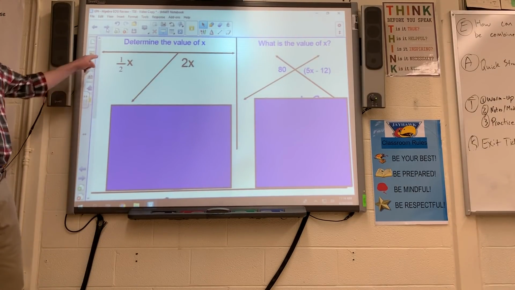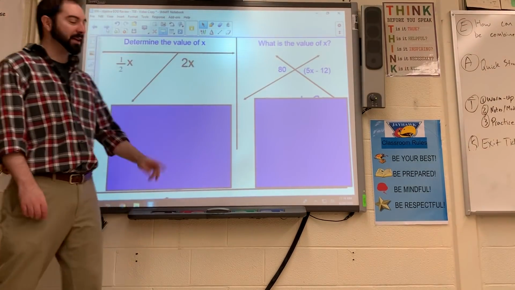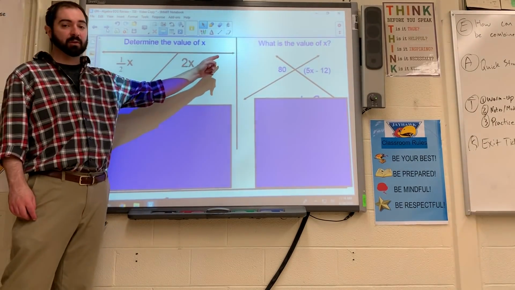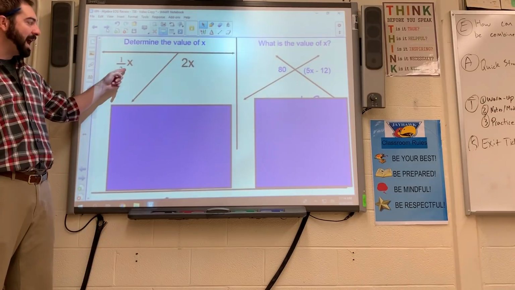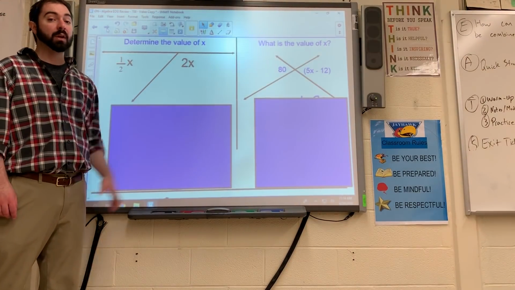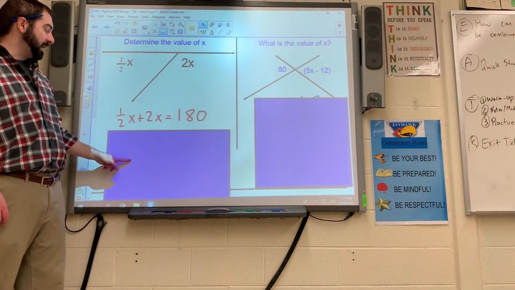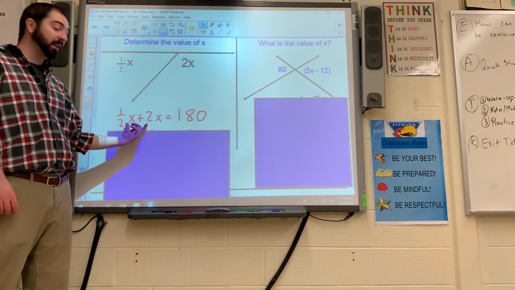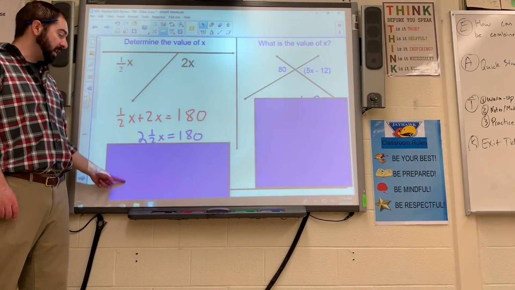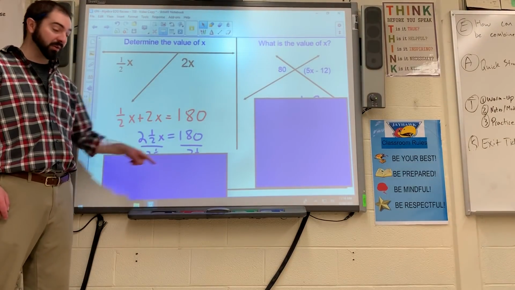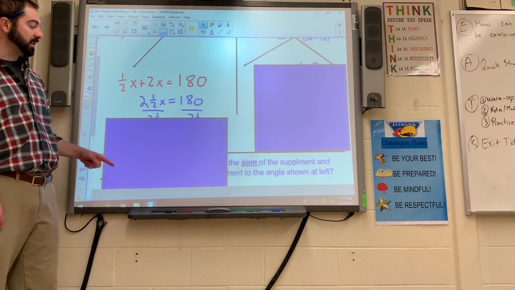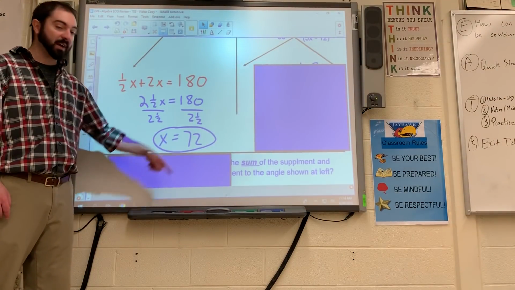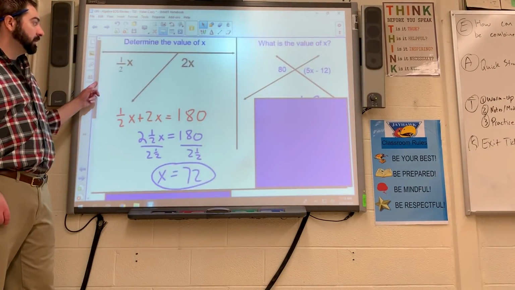Up here, I have a straight line that's been broken into two segments. Well, I know that this straight line adds up to 180 degrees, so I could say angle 1 plus angle 2 equals 180. Well, again, I have 1/2 x plus 2x equals 180. Combine like terms, since they're both x's, I have 2 and 1/2 x equals 180. And then from there, to isolate x, I'm dividing each side by 2.5, and I would find out that x would have to be 72.